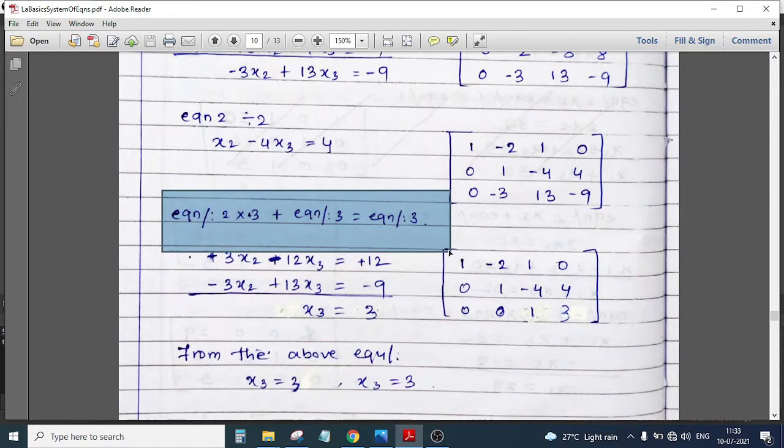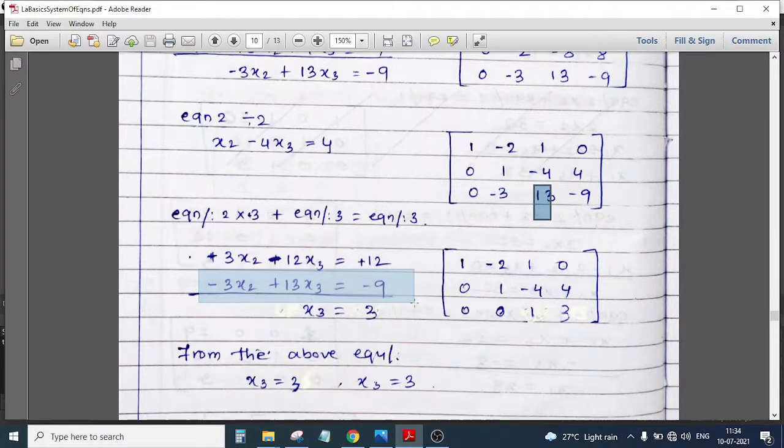We will be multiplying equation 2 by 3 and adding equation 3. So equation 2, when you multiply with 3, what will we get here? It is nothing but 3x2 minus 12x3, because 4 3s are 12, plus 12. And coming to the next equation, it is as it is: minus 3, 13 and minus 9.